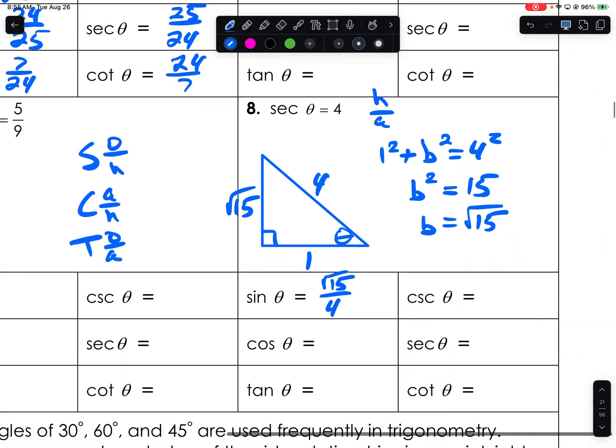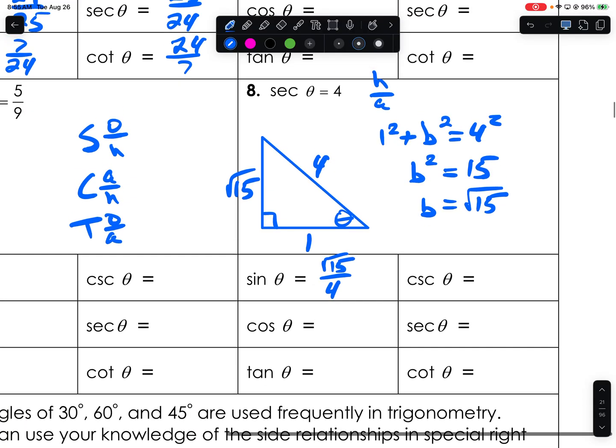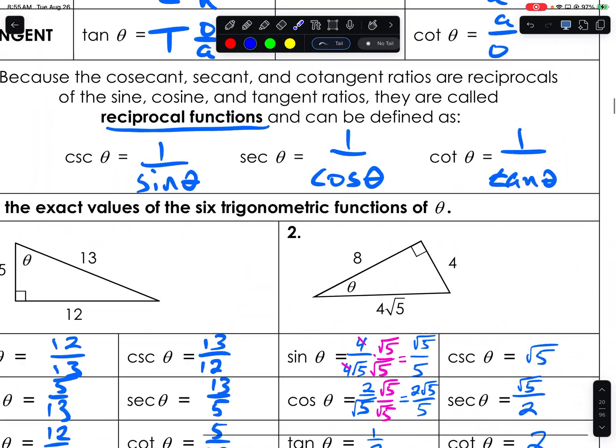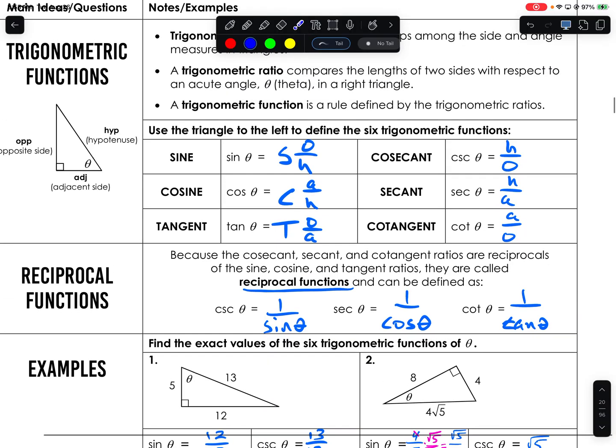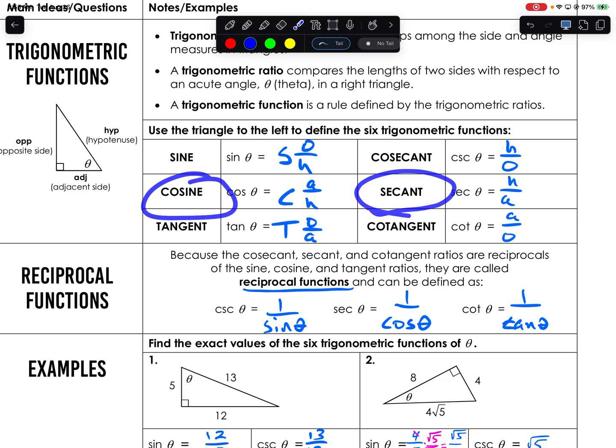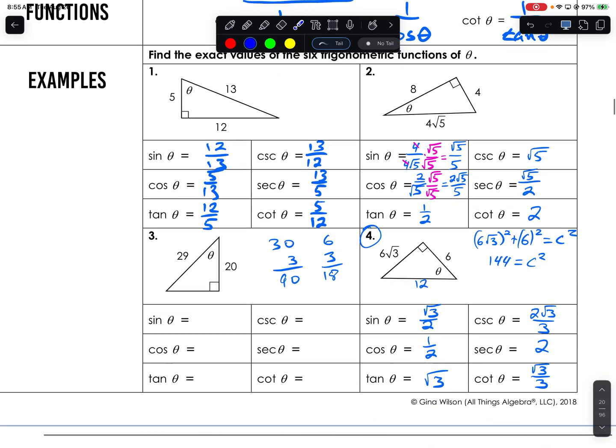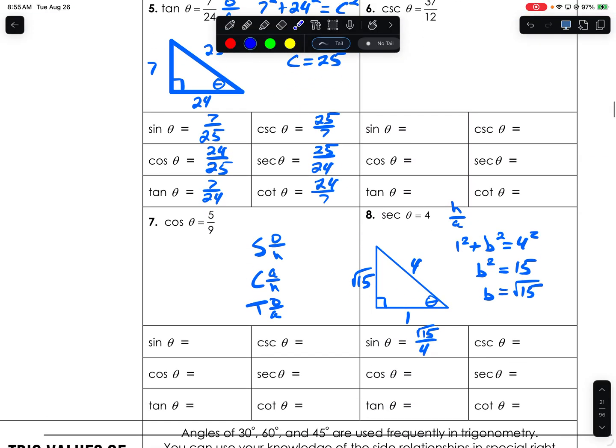Let's just finish this one because I'm in the middle of it. Okay? So let's talk about this one just so you can get it. I think secant goes with what? If I look at the first page, secant is right here. Secant goes with cosine. So I write down cosine as adjacent over hypotenuse. That means secant is hypotenuse over adjacent. That's why I wrote that right here.